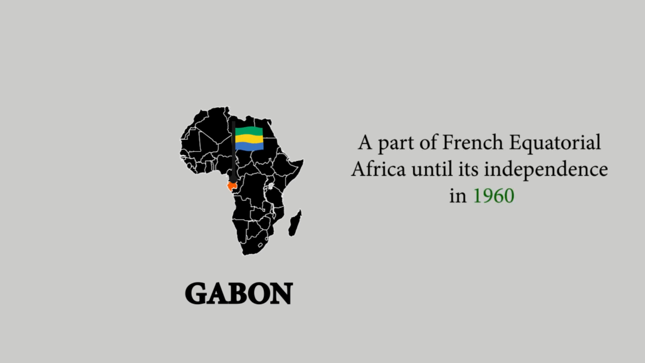Gabon. Gabon is a country in Central Africa and was part of French Equatorial Africa until its independence in 1960. The name Gabon is from the Portuguese word Gabão, which means cloak or hood, in reference to the shape of the estuary of the Komo River.